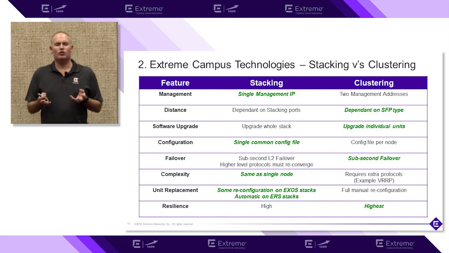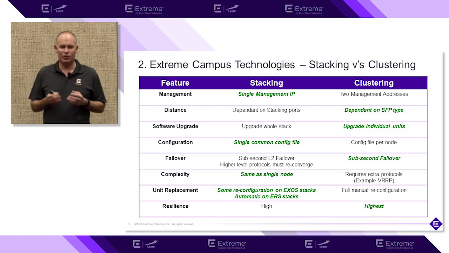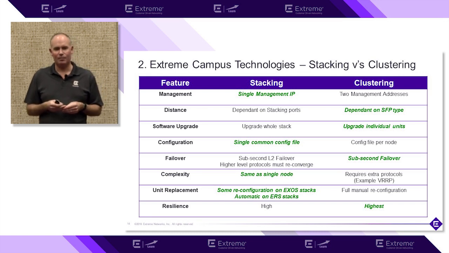So now let's look at switch replacement. What if we have a failed switch in a stack or in a cluster? Well, if a switch in a cluster fails, obviously we've got to go and replace it. We'll have to take the new switch, put it on the correct software, load the configuration onto it, and put it back into the network. So it's quite a manual process.